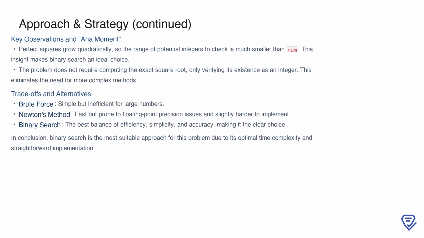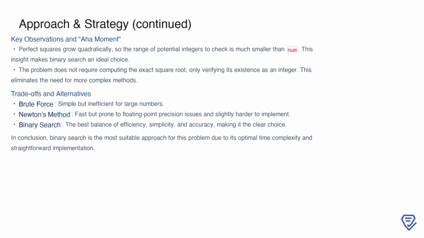Perfect squares exhibit a quadratic growth pattern, meaning the range of integers we need to consider is much smaller than the input number. This observation underlines the efficiency of binary search, as it allows us to focus on a narrowed range rather than checking all numbers linearly. Additionally, the problem only requires verifying if a perfect square exists, not computing the exact square root, which makes binary search an even better fit.